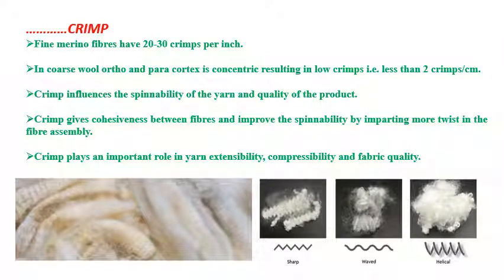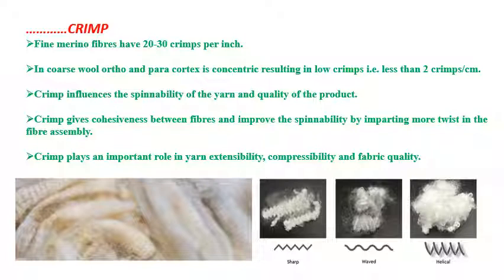In continuation of crimpiness, in case of fine merino wool fibers, the crimp may be 20 to 30 per inch. In coarse wool, ortho and paracortex cells are arranged in a concentric manner. That is, one is at the center and one is at the outer periphery. So the outer one, though it is growing fast, is getting more space, so it is not forcing the inner one to twist and form crimp. So there is low crimp formation and it could be less than 2 crimps per centimeter.